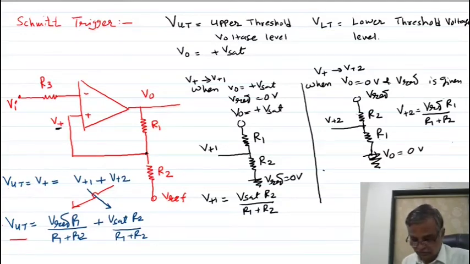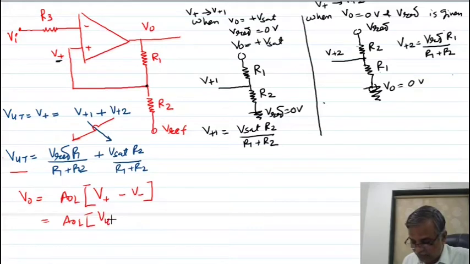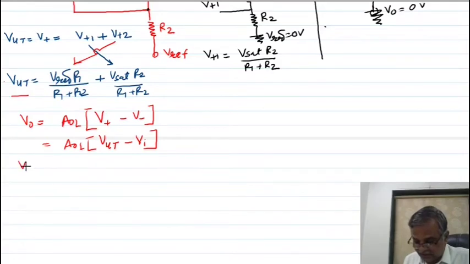Now what is my output voltage at this time? Output voltage I can write as AOL into voltage at non-inverting terminal minus voltage at inverting terminal. Voltage at non-inverting terminal is the upper threshold voltage, and the inverting terminal I am writing Vi. So this equation clearly indicates that when Vi is less than VUT, your output is positive, means plus Vsat.